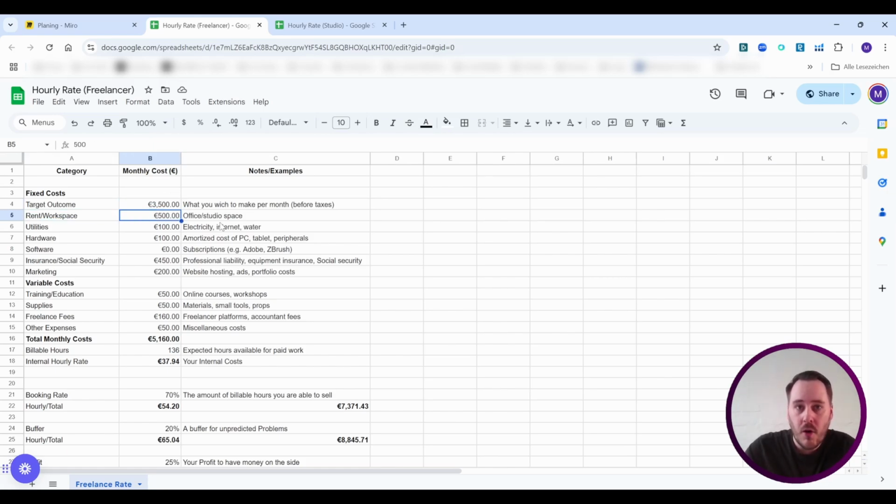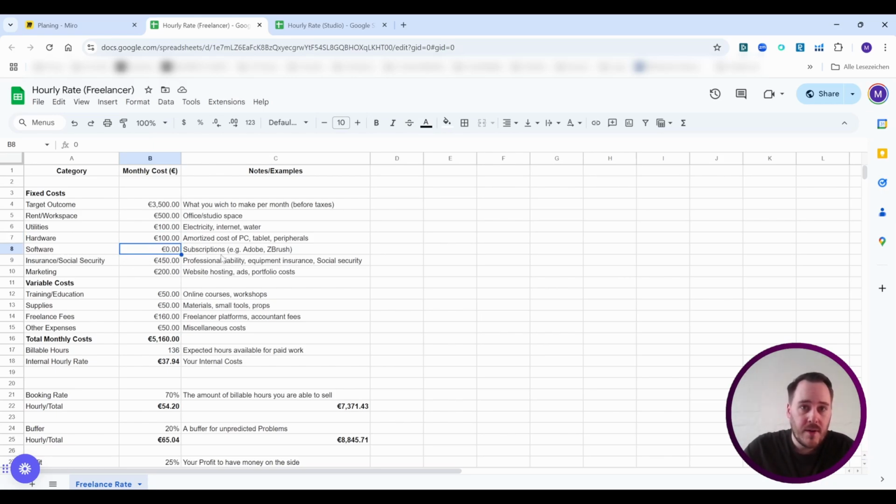Then you rent an office space. This is cost. You have utilities like electricity, internet, water. You have your hardware costs, and I just middle it out. I don't know, maybe you buy a new PC every few years. It's hard to get an exact monthly number out of it. You need to calculate that by yourself. But as I said, it's a placeholder number here.